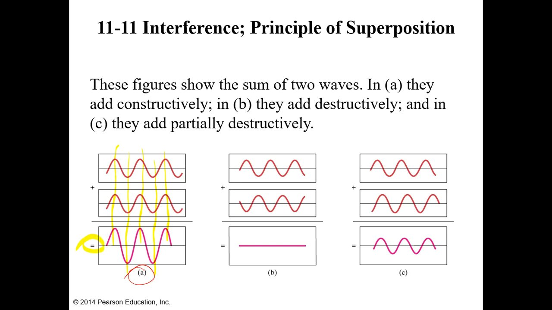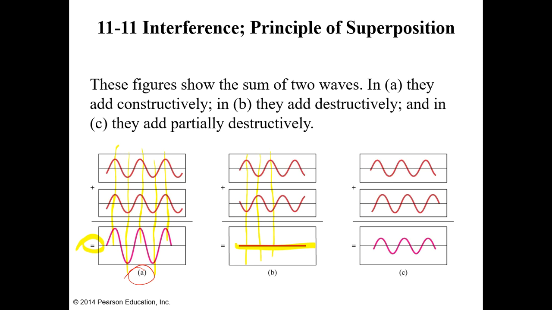Now, figure B, here you have a crest that meets up with a trough. And that's what happens every time, which means if you have a crest, which is positive A, and a trough, which is negative A, they add up to 0. You get absolutely nothing. So A would be constructive interference, B would be destructive interference of entire waves.